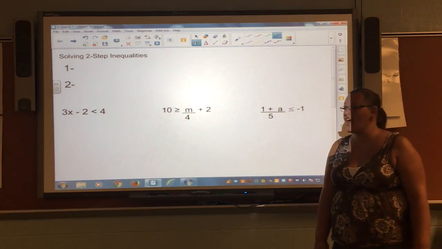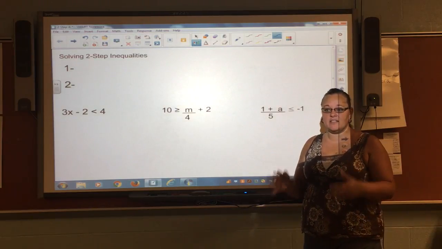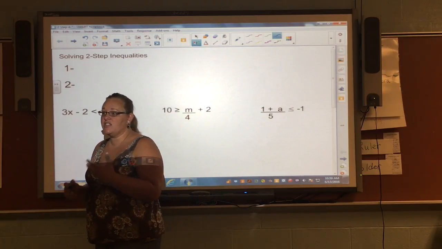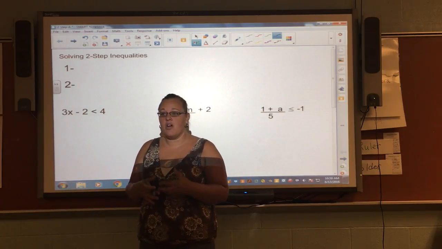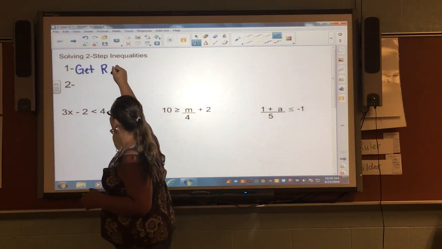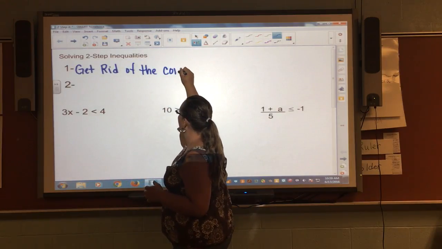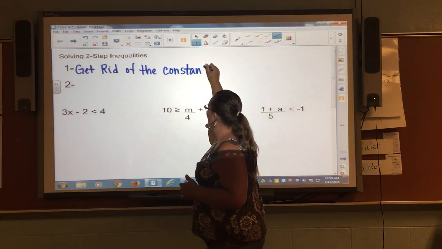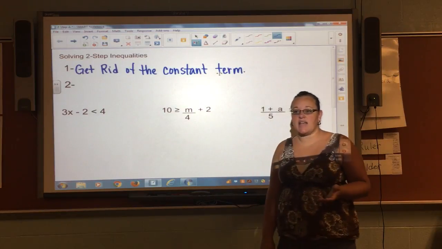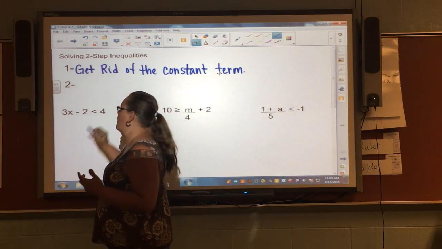All right, so in this video, we are going to solve two-step inequalities. Again, it is exactly like equations. So the first step to solving any of these inequalities is to get rid of the plain number or the constant term. The second step is going to be to get rid of that number that is with or touching the variable.